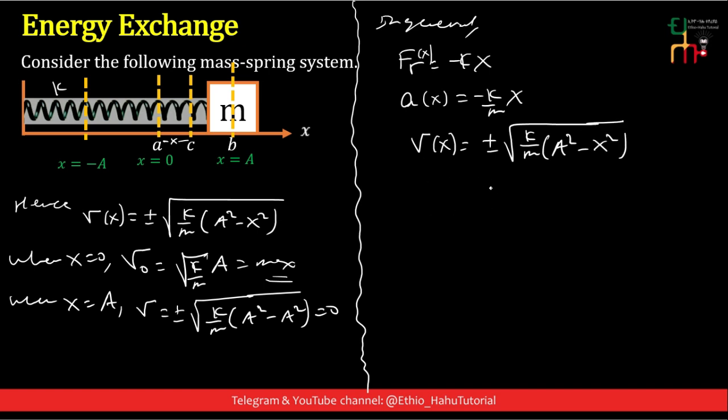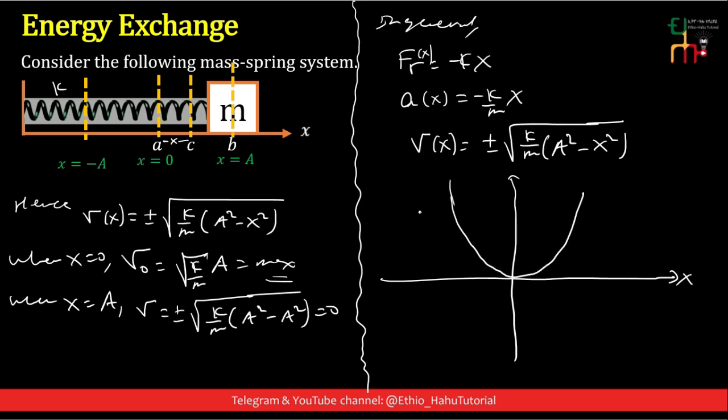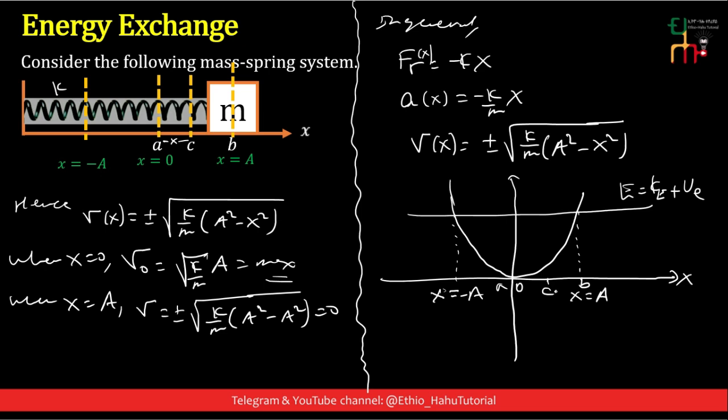Now, let's draw the energy versus position graph. This is the x-axis, this is the energy axis. This is 0, this is x is equal to a, and this is x is equal to minus a. And this is total energy, which is equal to kinetic energy plus elastic potential energy. This point is the equilibrium position, A. The highest point of oscillation is B. And the point between the lowest point of oscillation and the highest point of oscillation is C.